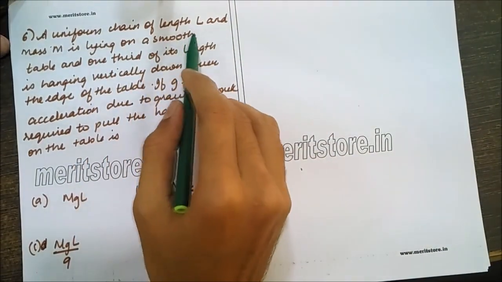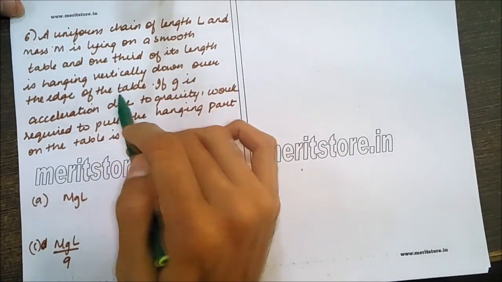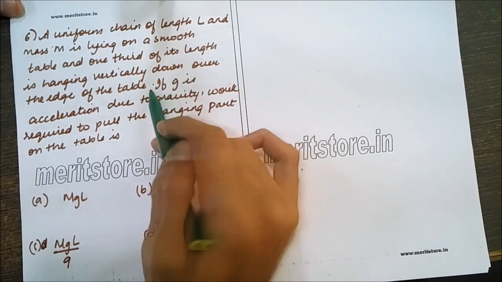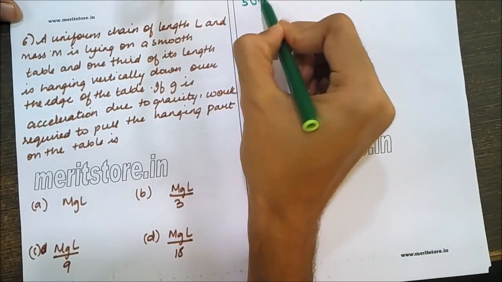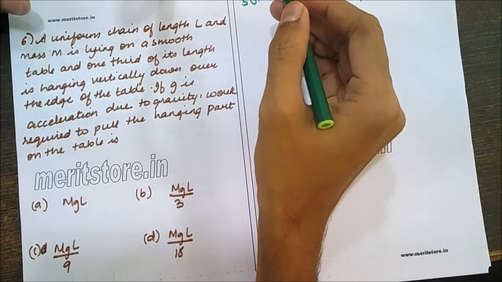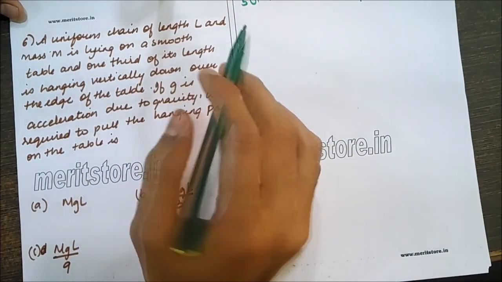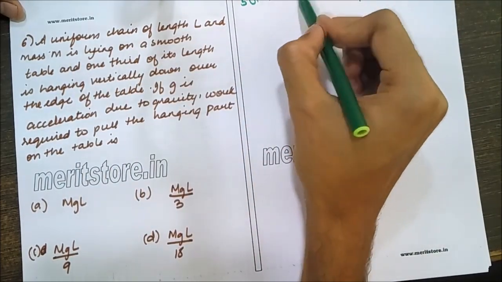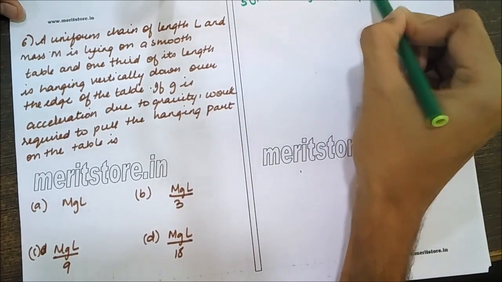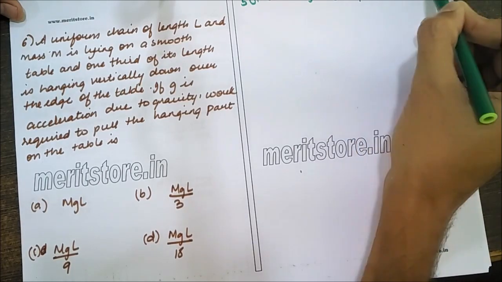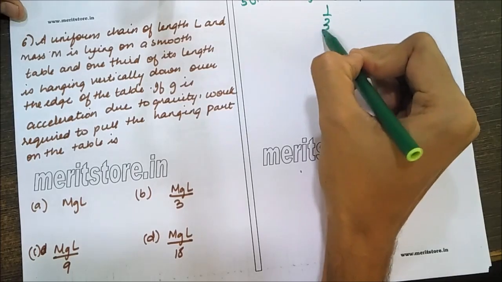A uniform chain of length L and mass M is lying on a smooth table and 1/3 of its length is hanging vertically downwards over the edge of the table. If g is the acceleration due to gravity, the work required to pull the hanging part onto the table is. So again, we have the weight of the hanging part. 1/3 of the chain is hanging, so the weight of the hanging part is the total weight upon 3, that is equal to 1 by 3 mg.